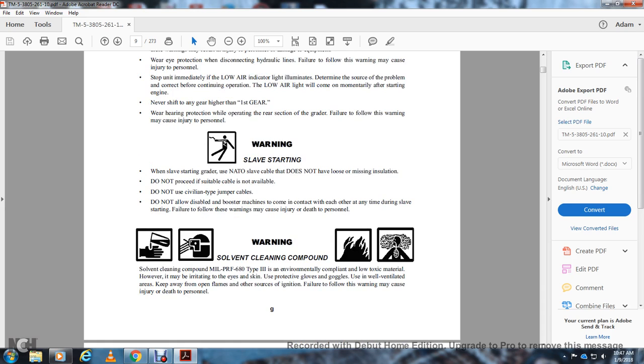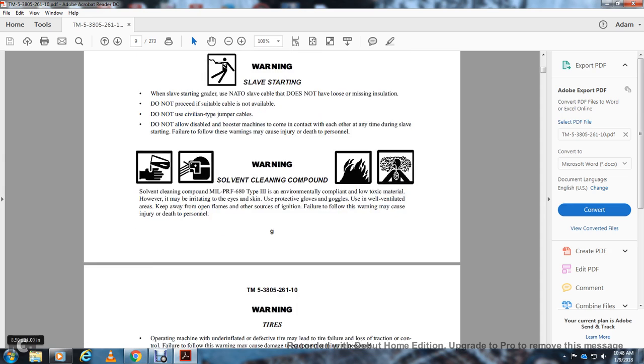Warning, solvent cleaning compound. Solvent cleaning compound MIL-PRF-680 Type 3 is environmentally compliant with low toxic material. However, it may irritate the eyes and skin. Use protective goggles and gloves. Use in well-ventilated areas. Keep away from flames and sources of ignition. Failure to follow this warning may cause injury or death to personnel.